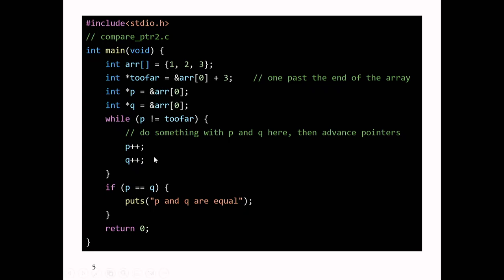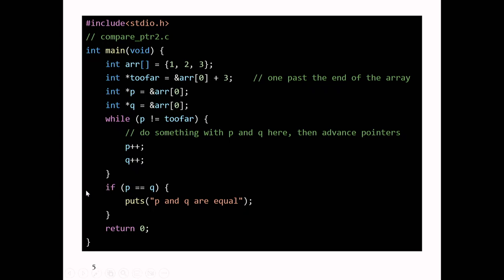But in this example, we're moving them both at the same time. Now, after this loop runs, where are P and Q? Well, P and Q end up one past the end of the array. So I can safely ask, are they the same pointer? So I can safely compare them. What I can't do here is dereference them.